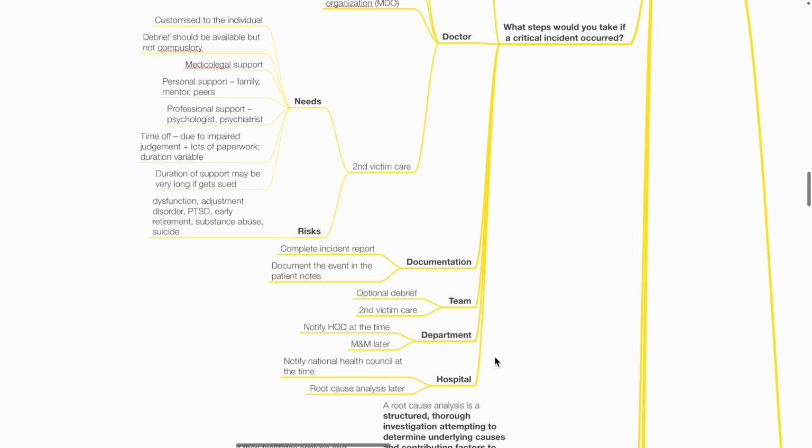A complete incident report and documentation of the event in the patient notes should occur after the critical incident. For the team, there should be an optional debrief and second victim care as mentioned above. For the department level, notify the head of department. A morbidity and mortality meeting should be conducted. At the hospital level, there may be a need to notify the National Health Council and facilitate a root cause analysis.